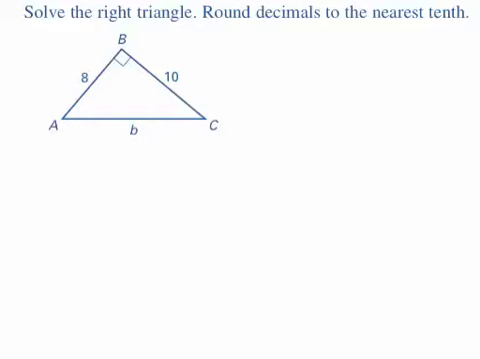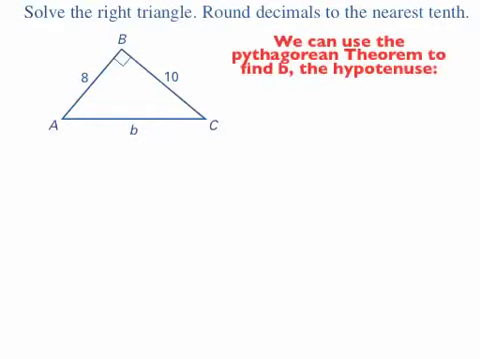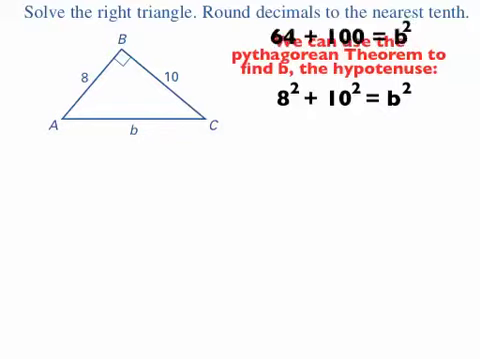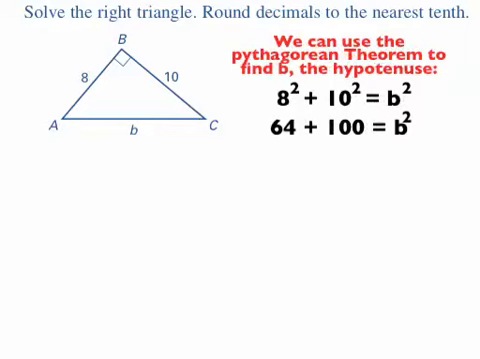So plug it in. We have 8 squared plus 10 squared equals b squared. Go ahead and square them. 8 squared is 64, 10 squared is 100, equals b squared. Add them up, you get 64 plus 100 is 164. Remember to get rid of your b squared, we just want a b, so we take the square root of both sides. The square root of 164 is not a perfect square. We are just going to plug it into our calculator, round it to the nearest tenth, and we know that our hypotenuse is about 12.8.